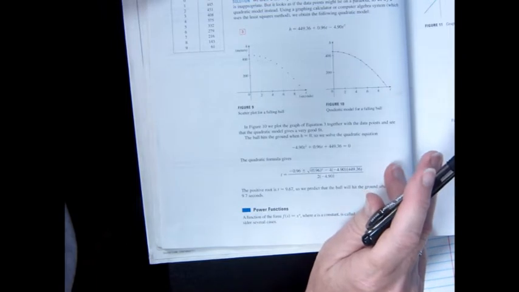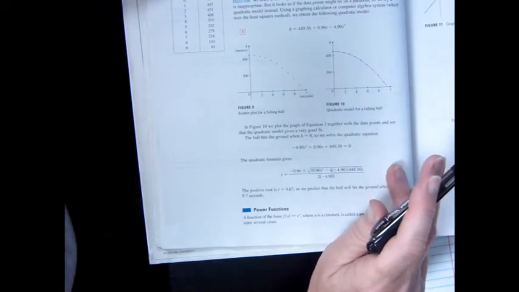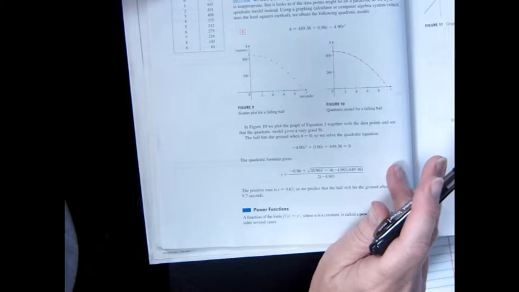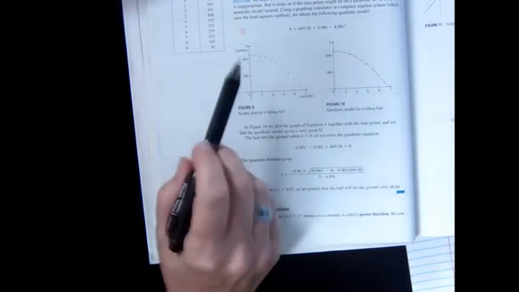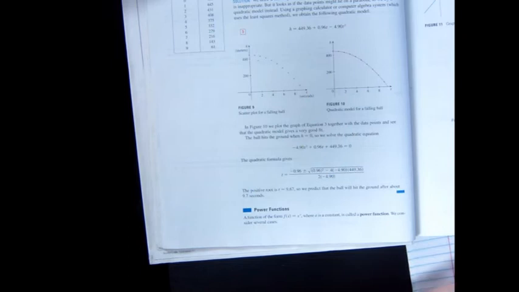So if you take a look at example 4, quickly, we see here that we have a ball dropped from the upper observation deck of the CN Tower, 450 meters above the ground. And here's the height at 1 second intervals in table 2. Find the model that fits the data. And the model that fits the data looks like this. Okay, quadratic function. All right, so moving on.